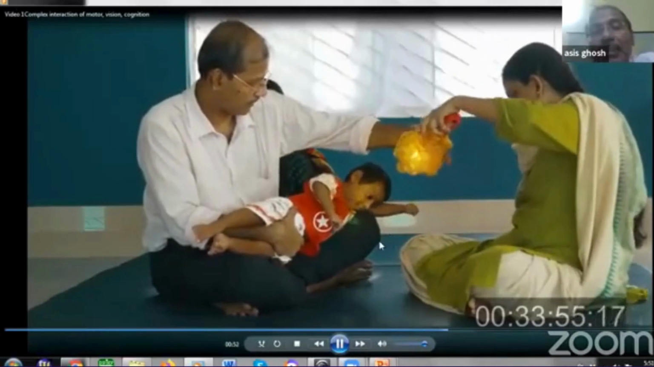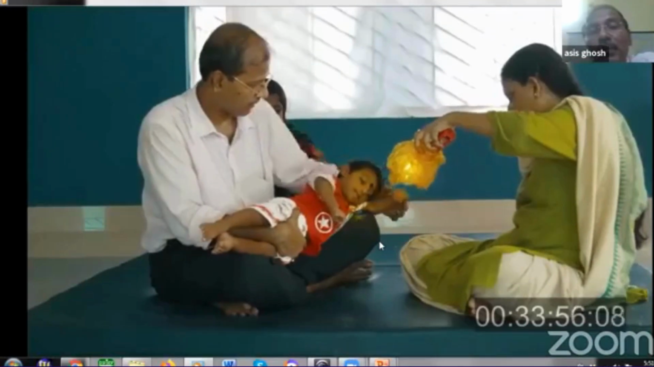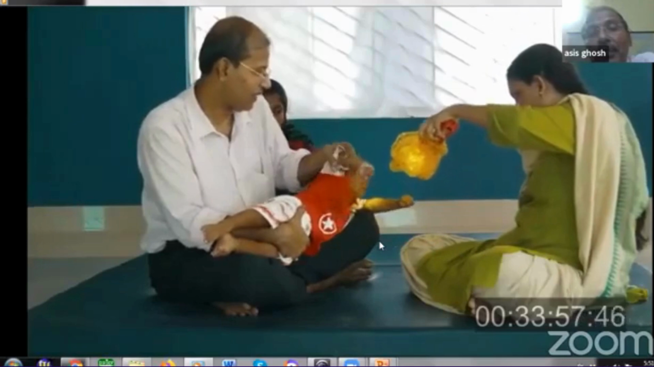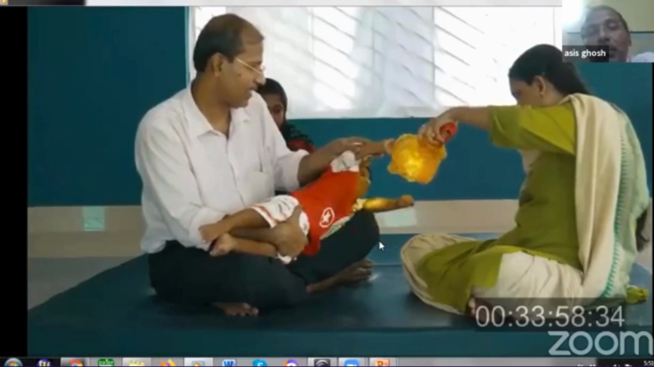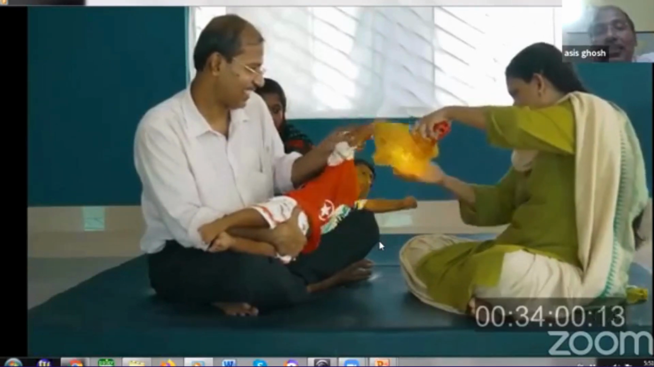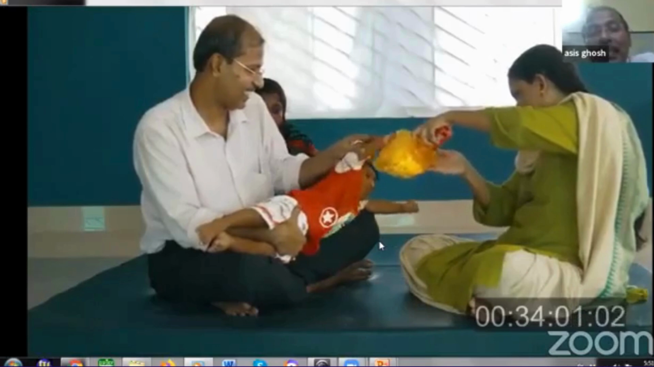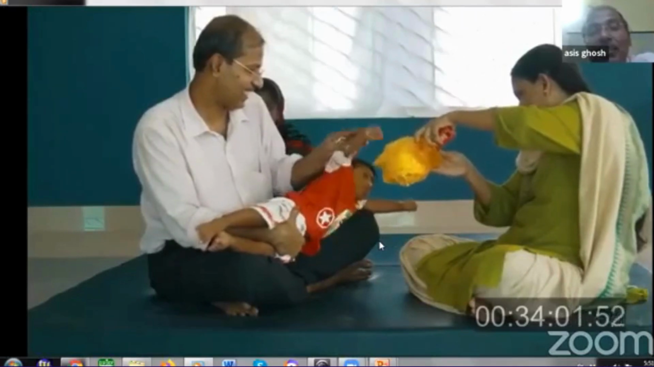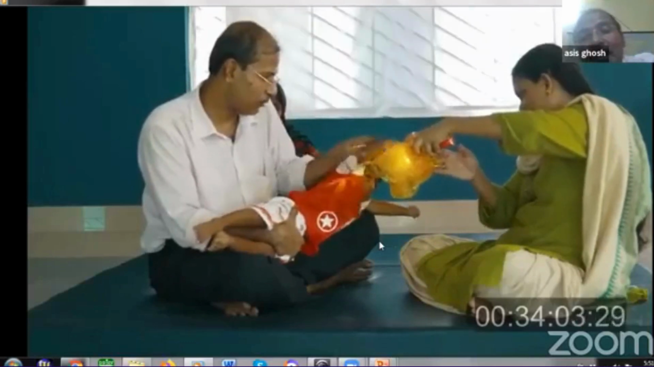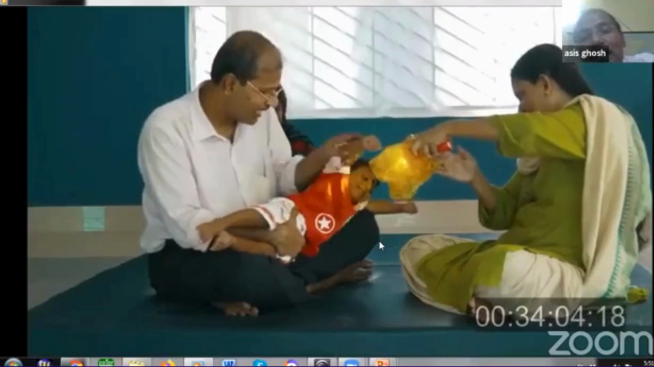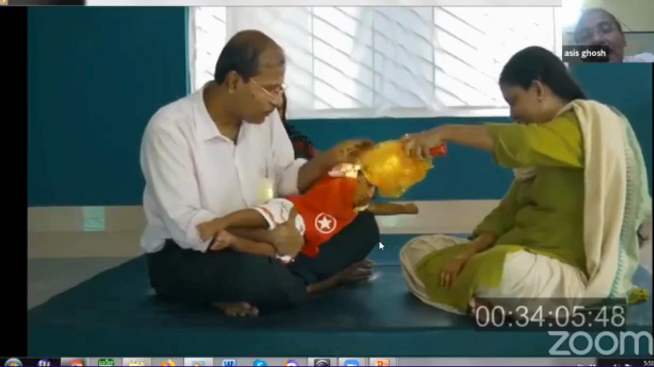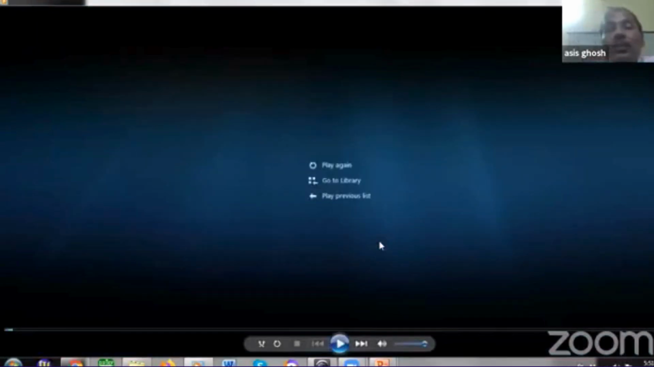See the child, you can see the child's eyeball movements. I am helping him to reach out and to do things, pulling and hearing that crackling sound. See, the child's consciousness level has really gone up. The child is really attending to this activity.